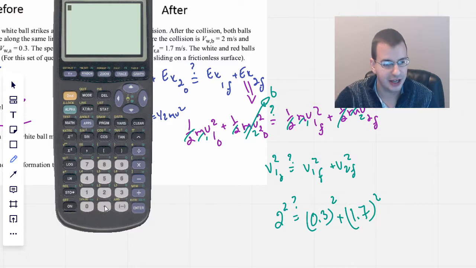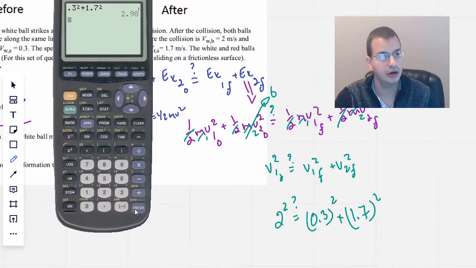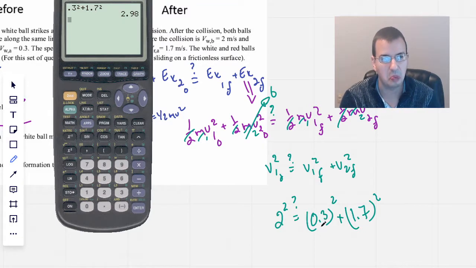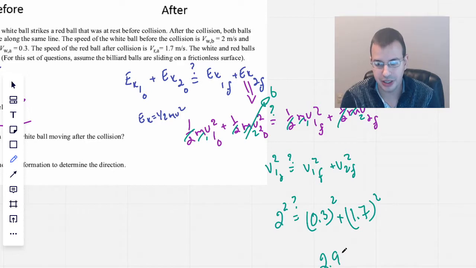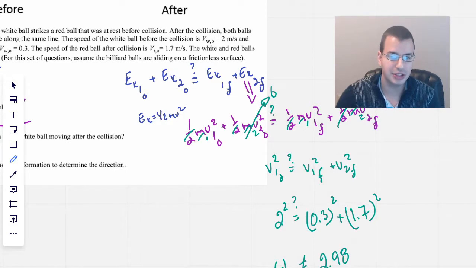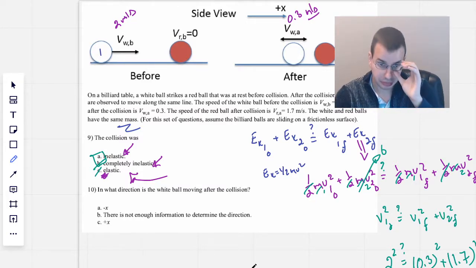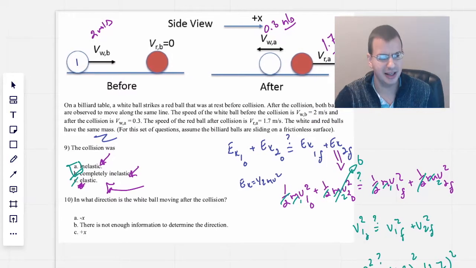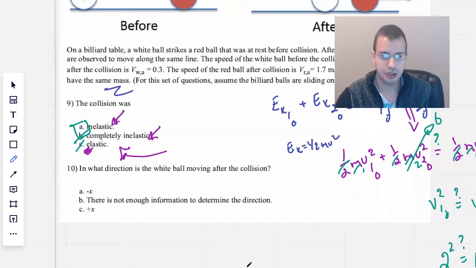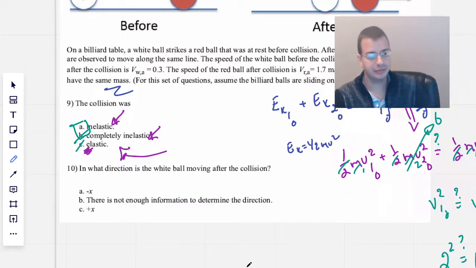Okay? And looking at this with a calculator, I'll do the right side first. 0.3 squared plus 1.7 squared. We get 2.98. That's not very much. 2.98, which does not equal 4. So there was a loss of kinetic energy, and that means that it was not elastic. The two balls did not stick, so they were not completely inelastic. Therefore, we'll call this an inelastic collision. In reality, pretty much everything is going to be inelastic. You can just get really close approximations to elastic.